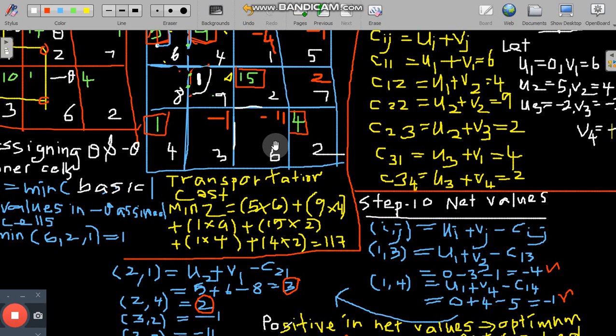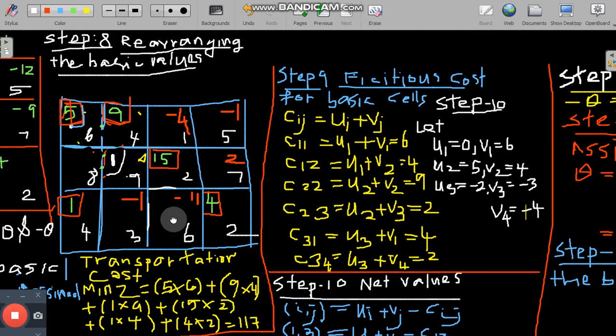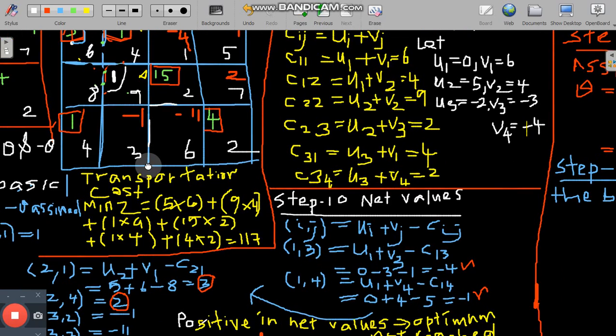For that, we have to calculate the fixed cost and net values. If in the net values all are negative and 0, that's all, this is the least cost. If any positive number comes, then again we have to draw the loops, assign theta and minus theta, and give the value for theta. So our first aim is to find the fixed cost for the new table.